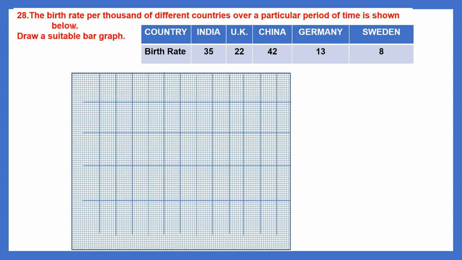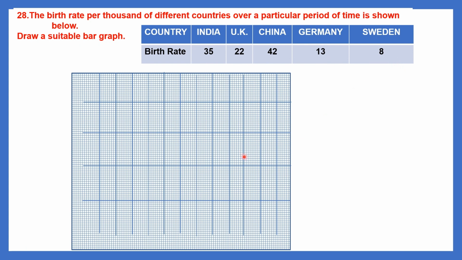Question 28. The birth rate per thousand of different countries over a particular period of time is shown. In this table, you can see the countries here and the birth rate per thousand is shown here. Now we have to draw a suitable graph based on this table.